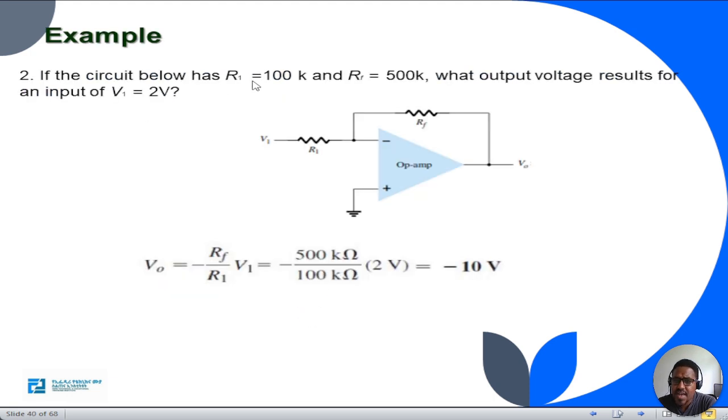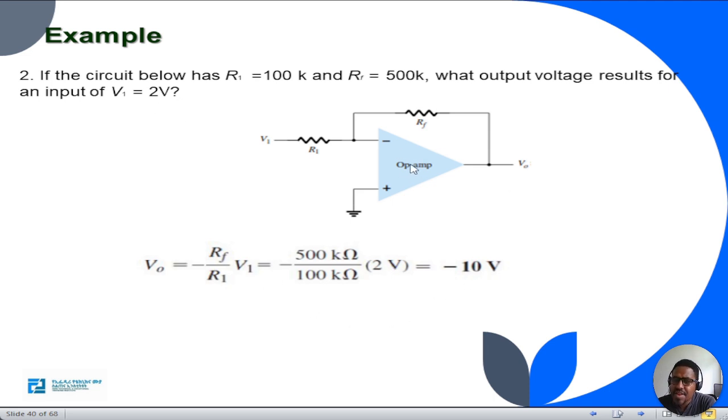If the circuit below has R1 equal to 100 kilo ohm and feedback resistor is equal to 500 kilo ohm, what would the output voltage be for an input of V1 equal to 2 volt? When our input voltage is 2 volts, R1 is 100 kilo ohm and feedback resistor is 500 kilo ohm, determine V out. So V out becomes minus Rf over R1 multiplied by V in. This means minus 500 over 100 multiplied by 2 volts, we get minus 10 volts.